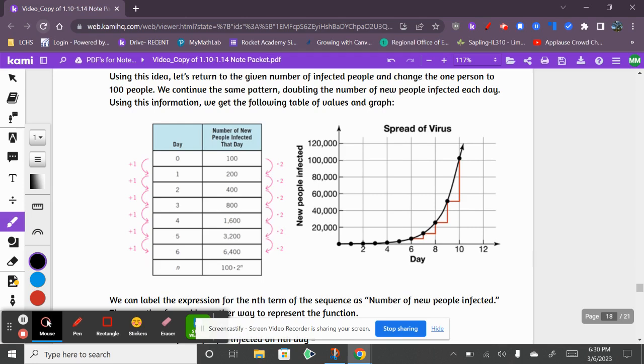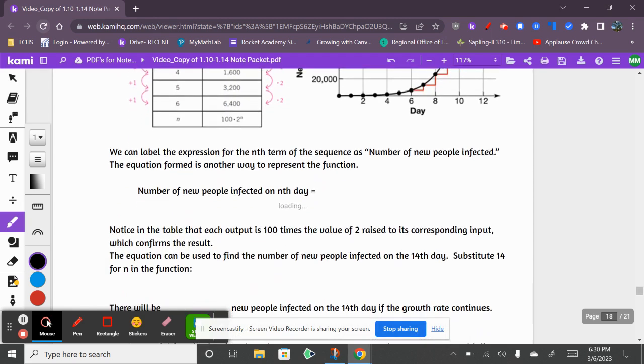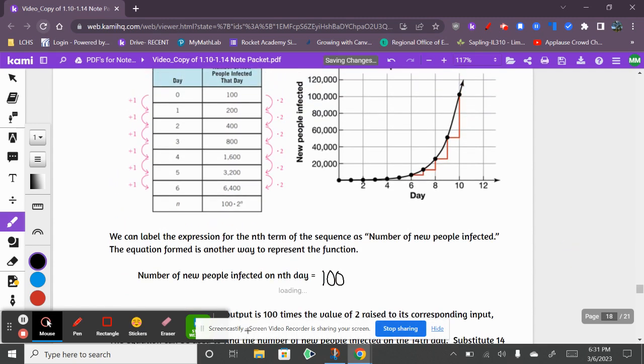For this one, I will just give you how to do this one, and we're going to look at what the setup will be like for these types of equations. But you're going to take your starting value, which would be the number of people infected at day 0, times 2 to the power of n. So these are going to be exponential functions because they change by a percent.